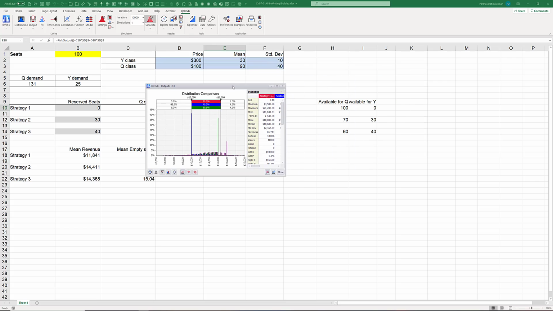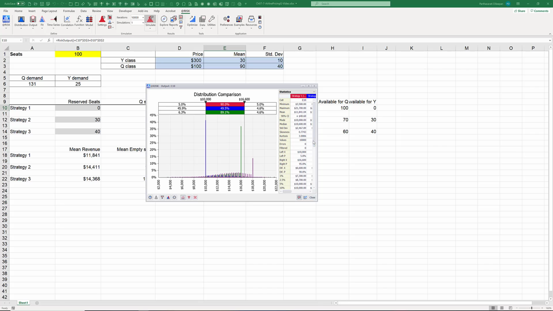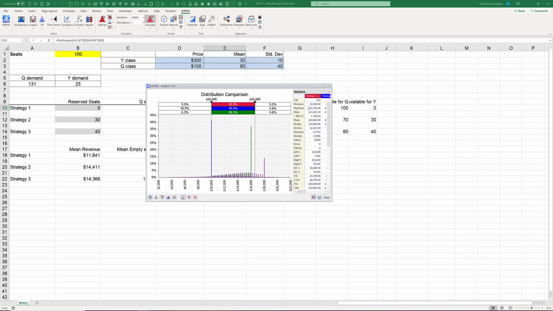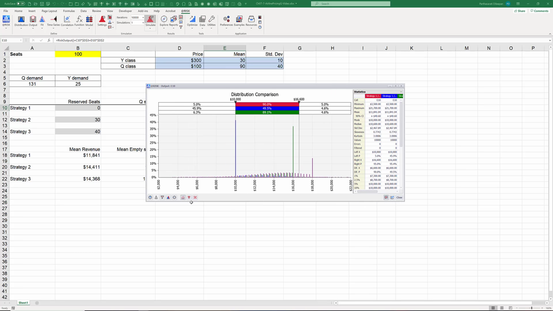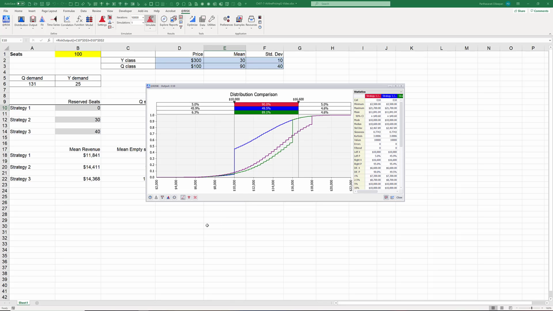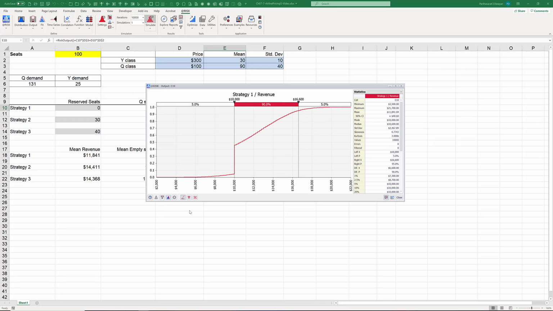Okay, now we are done with the simulation. So now we have strategy 1 and strategy 2 here and strategy 3. All 3 strategies are plotted. So let's see. Let's look at cumulative strategy. Okay. Now we want to look at, so let's clear all the overlays.